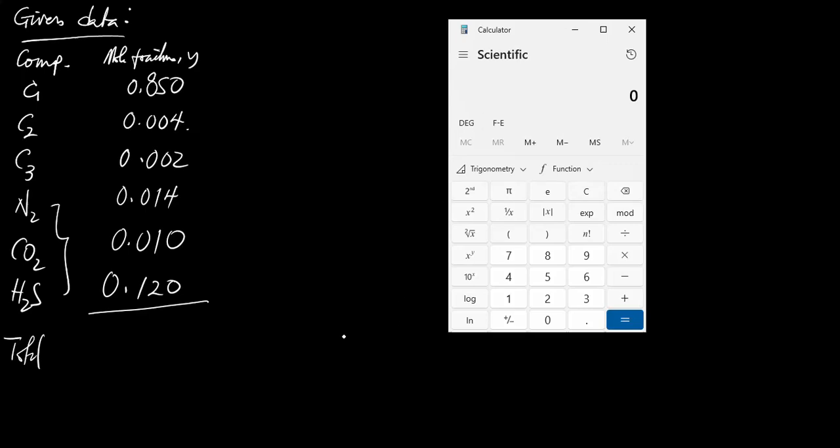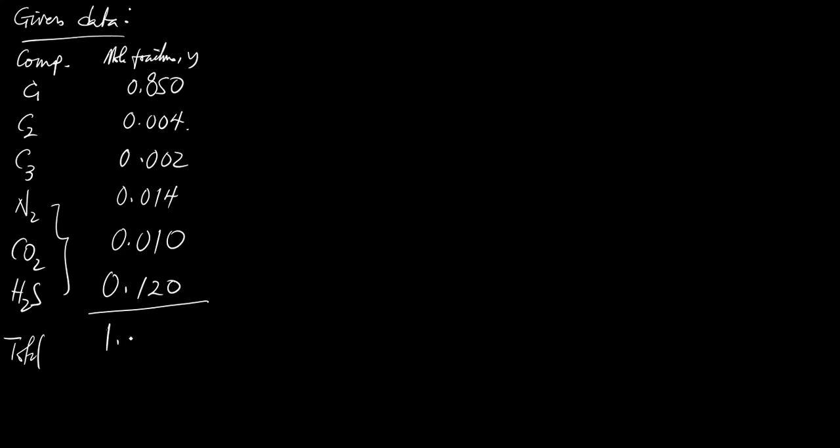In addition, we're going to make use of our calculator. Now, let's add 0.85 plus 0.004 plus 0.002 plus 0.014 plus 0.010 plus 0.120. So this gives us 1.000. So now we can make use of this without any issue.